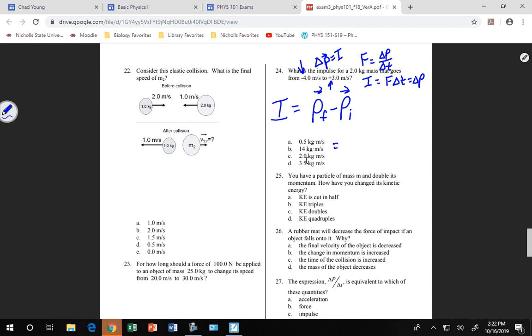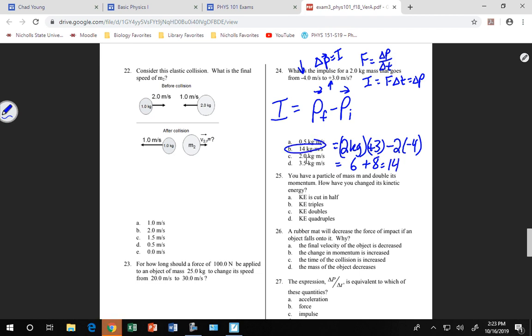And then I have 2 kilograms. The tricky part is knowing which is which. The velocity is going from -4 to +3, so the final is the +3 meters per second. It's not hard if you think about it for a few seconds. Take a big deep breath and say, okay, what's my initial and what's my final? 2 times 3 minus 2 times -4: 6 plus 8 equals 14. So 14 is the right answer.